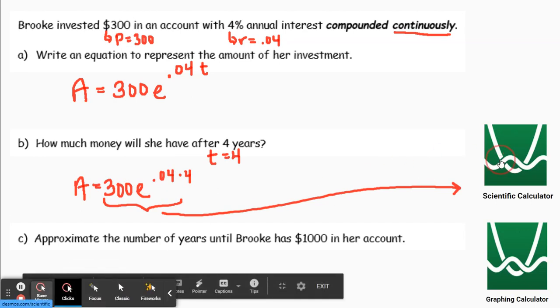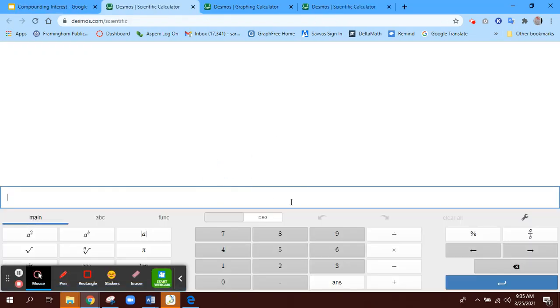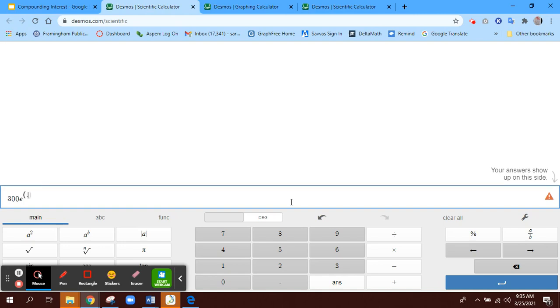So let's plug into our scientific calculator. 300. Now, if you use Desmos, e is a button that's programmed in this calculator. So you don't have to know that it's about 2.7. You can just write the letter e and it knows that. And then an exponent of 0.04 times 4. I put that exponent in parentheses just to make sure both numbers stayed up there in the exponent. So this comes out to be about $352, and we'll round to 2 decimal places.